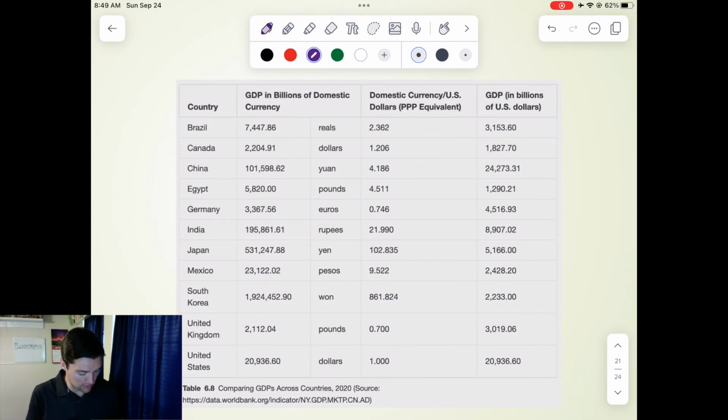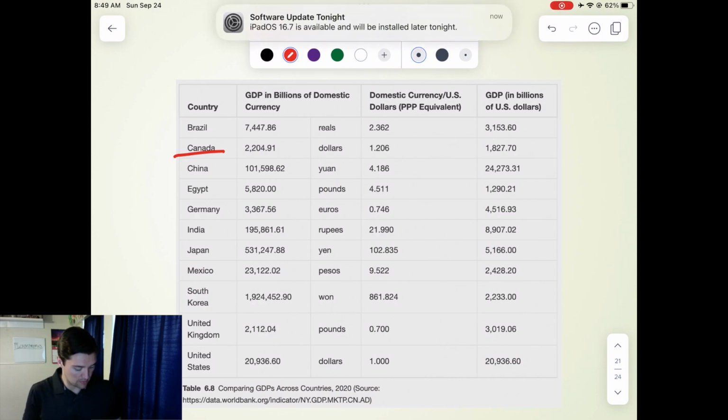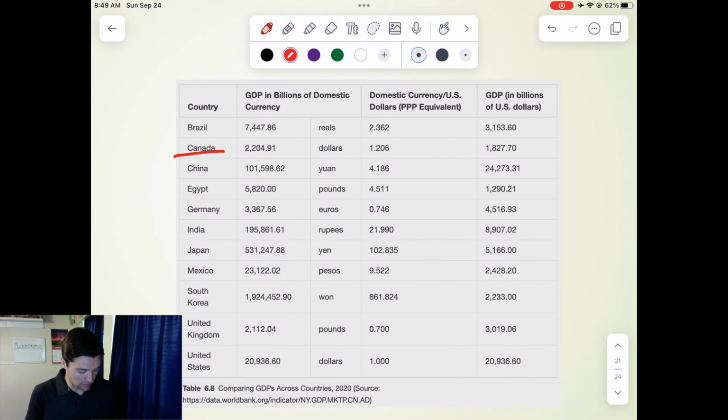So if we were to look at Canada, for example, this is their GDP in their dollars, and we have the exchange rate here. Okay, PPP means purchasing power parity. Basically, that's the exchange rate. It's just how much is the value of the Canadian dollar to the US dollar buying the same stuff. So a Big Mac, for example, would cost $4 here, or it might cost 5.2 Canadian dollars. Same good, but different prices. So that's the purchasing power parity equivalent. Okay? So it's just the exchange rate.